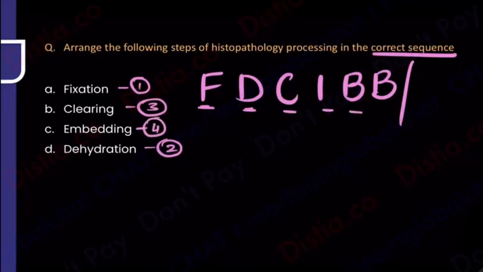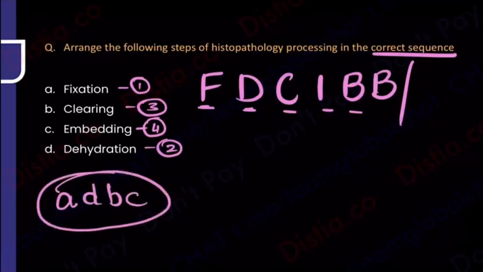So I know the order in which I want to place it. It is going to be A, D, B, C. That is what you do in the exam. Just write fix the concept in your brain and you are sorted.